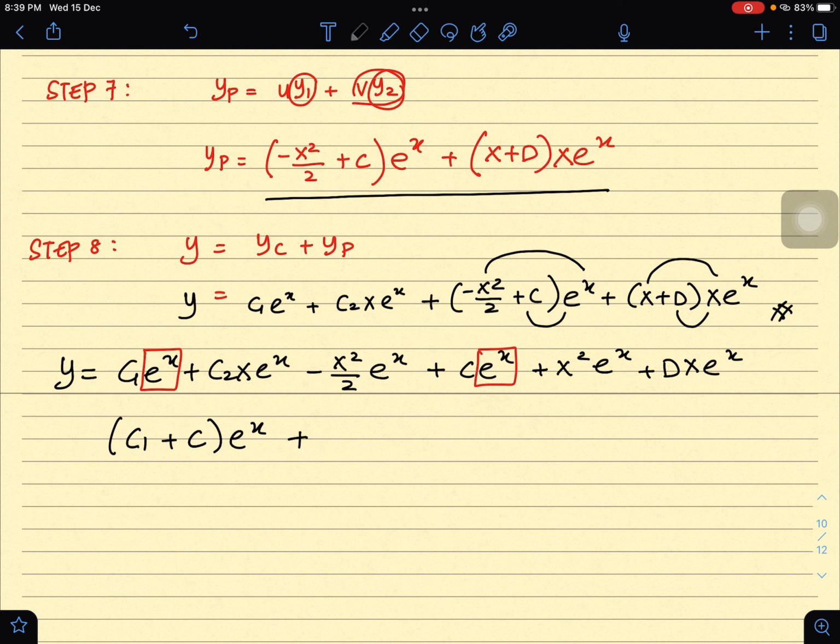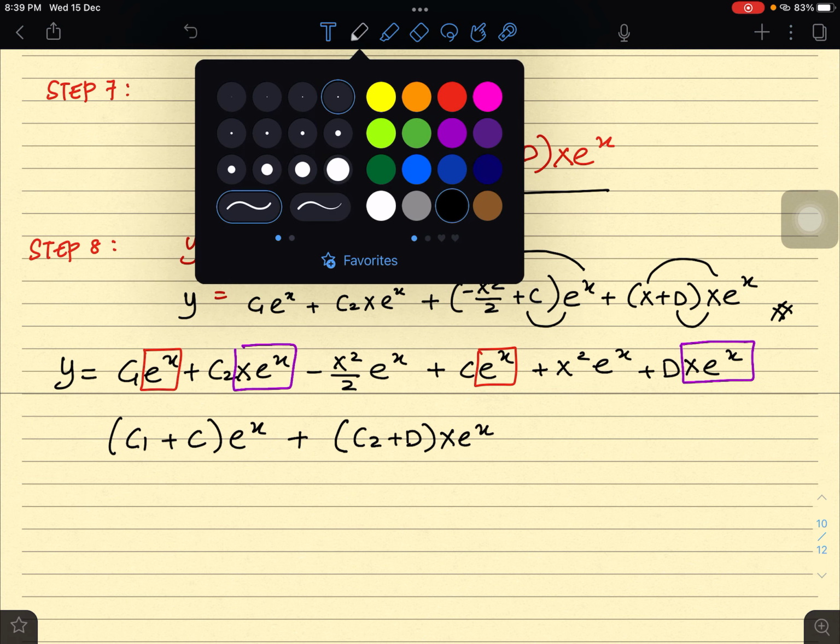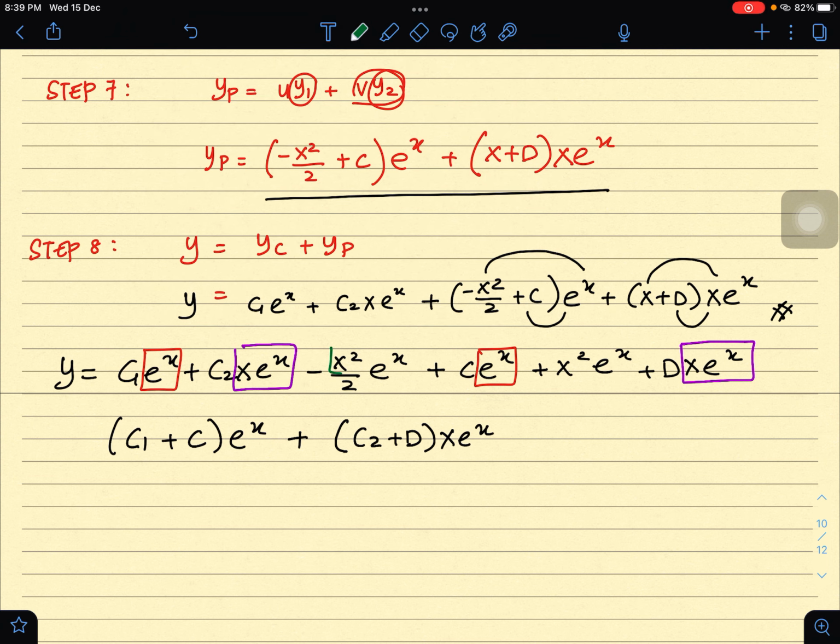Okay, tambah dengan, kalau awak tengok, ini adalah X eksponen X. Ini pun X eksponen X. So, kita boleh dapat C2 tambah D X eksponen X. And then, kalau awak tengok yang lain pula, sini ada X square eksponen X. Sini pun ada X square eksponen X. So, kalau kita sekalikan, awak akan dapat tambah negatif 1 per 2 tambah 1. Okay. Dia punya koefisien 1. X square eksponen X.